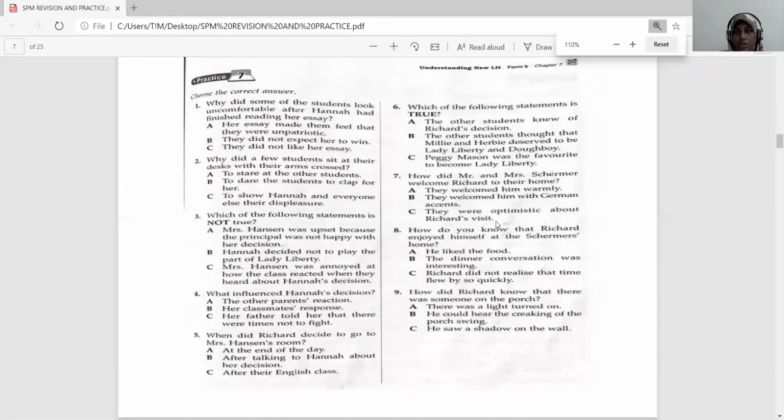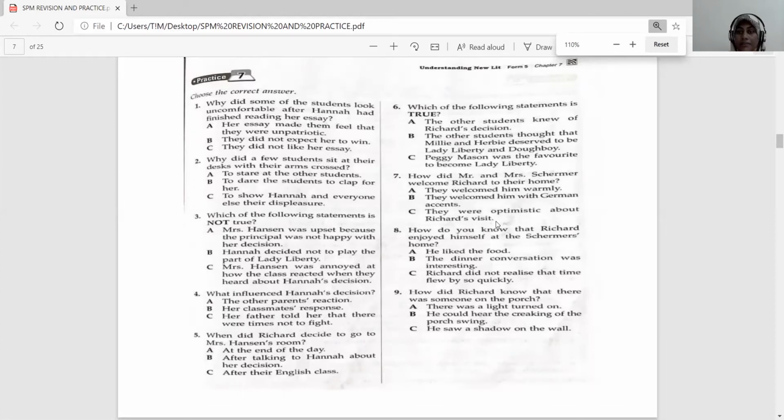All right, number six. Number six is which of the following is true. It's C. Peggy Manson was their favorite to become Lady Liberty. All right. The other students thought Millie and Herbie didn't deserve it. Actually, they don't even like Millie and Herbie. That's even written in the novel. All right. They wanted Peggy Manson because she was a very famous girl in the school. Okay. Number seven. Number seven is actually A. If I'm not mistaken. They welcome him warmly. Yes, it's A. Alright. Okay, number eight. How do you know that Richard enjoyed himself at Shermer's home? Exactly, it's C. He did not realize the time flew so quickly because he was sad when he was leaving. Alright.